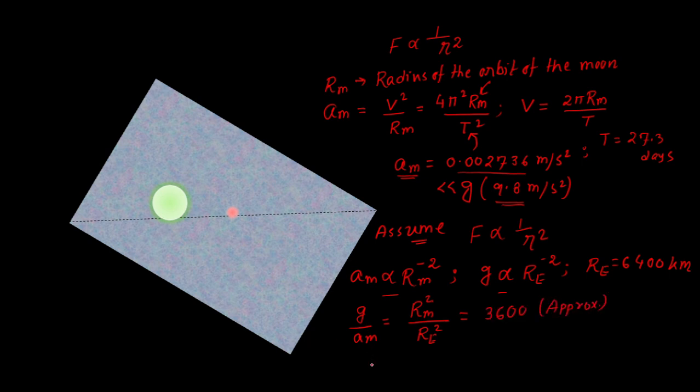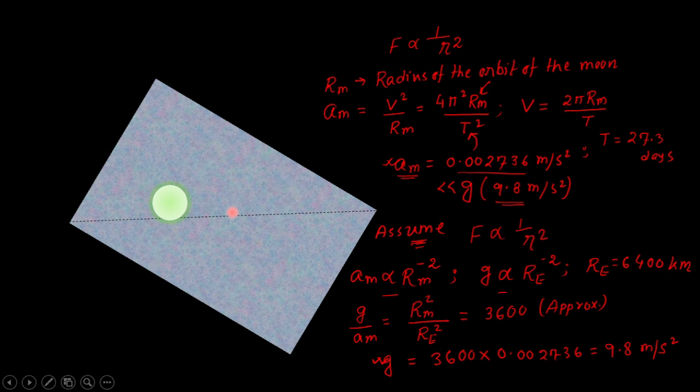Therefore g equals 3600 times this quantity. Put this value, 0.0027336, and this actually turns out to be 9.8 meters per second squared, and wow, this is actually the value of g at the surface, right? So our assumption that F is inversely proportional to the square of the distance is correct, right?